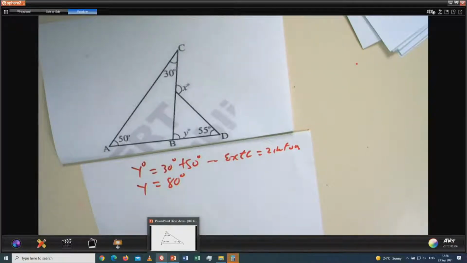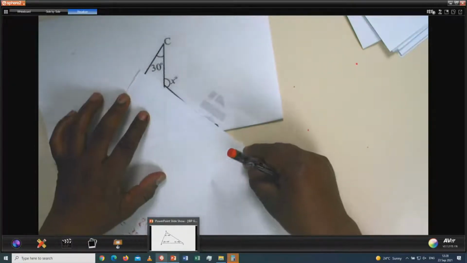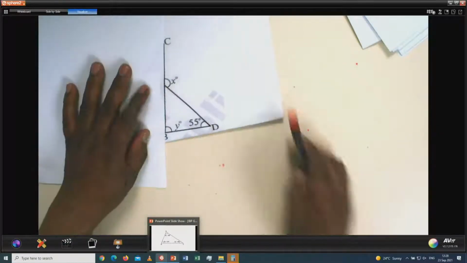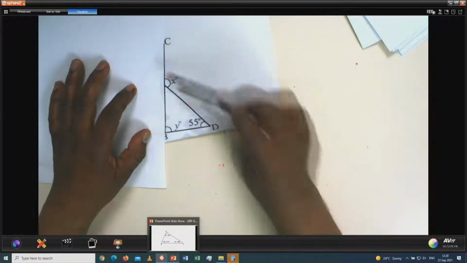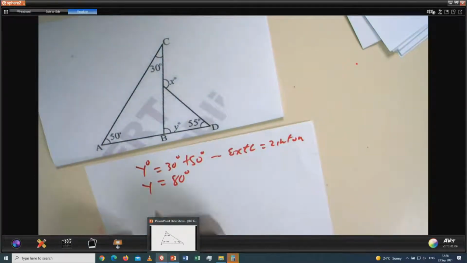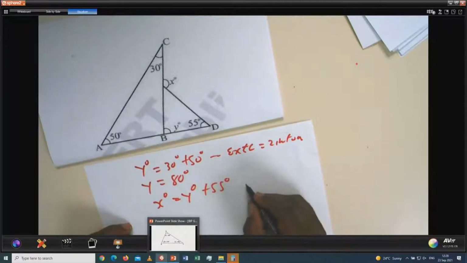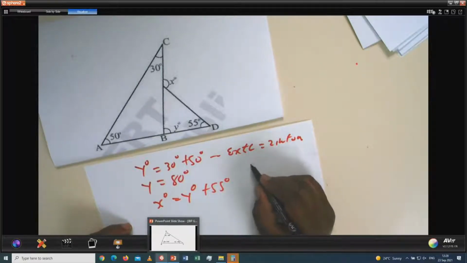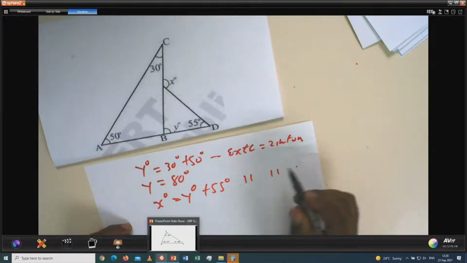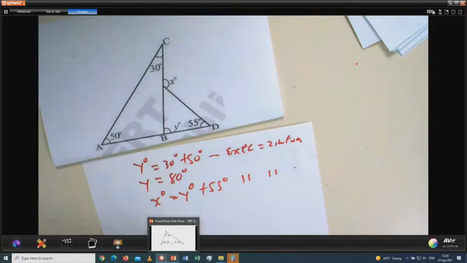And then x, what is the situation with x? We also have to understand the relationship with x. The only relationship that x has here is as an exterior angle. It's an exterior angle. Therefore, x equals this one plus this one. Therefore, x degrees equals y degrees plus 55 degrees. Reason, same: exterior angle equals the two interior opposite angles.